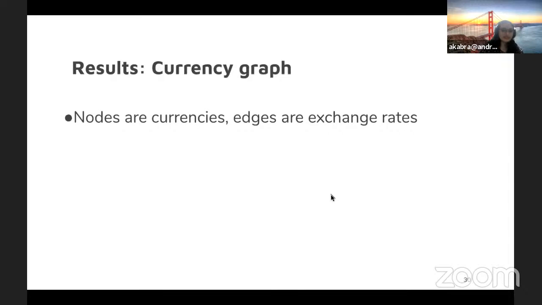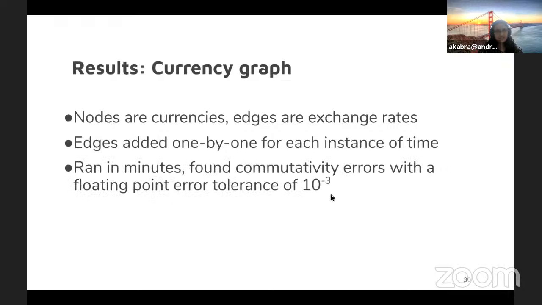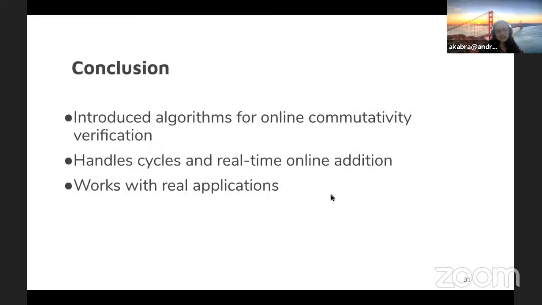I wanted to see the algorithm applied to large graphs in a real world situation. So I stepped outside of programming languages and tried to use it on currency conversion graphs, where the nodes were currencies and the exchange rates were the edges. With a runtime that was in minutes, it was able to find inconsistencies, and I accounted for floating point error by setting error tolerance. So ultimately, we've introduced an algorithm for online commutativity verification that handles real-time online addition and works with real applications. Thank you.